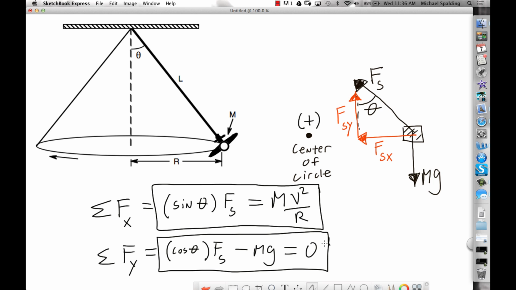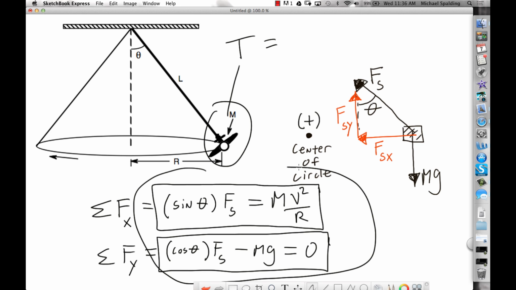Okay, guys, we're almost there. What the lab wants you to do from this point is derive an equation for the period of the piggy flying around in a circle. If you look at what we've done so far, do you see period in there anywhere? Capital T? No. So how do we get period into this? Well, let me show you.